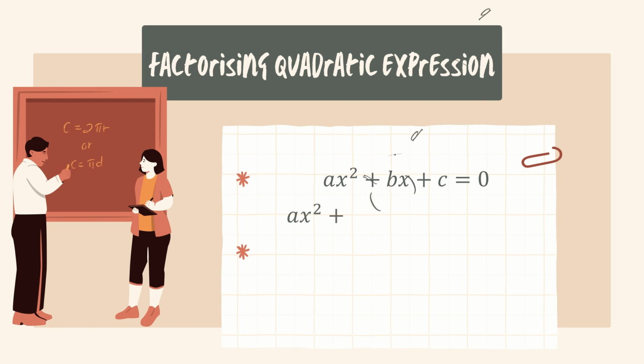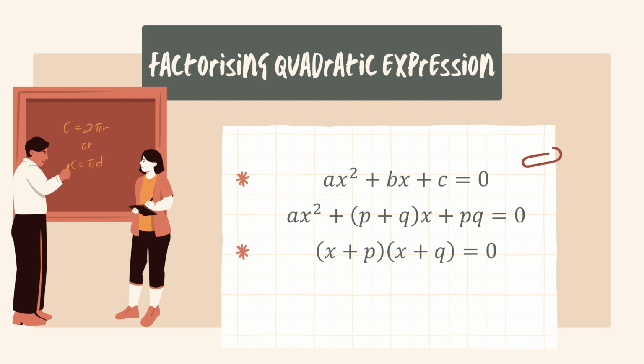So basically, we have to find two numbers, p and q, and when we add p plus q, we've got b, and when we multiply p times q, we've got c. So if we have found these, then we can factorize the quadratic expression to be like this: x plus p multiplied by x plus q.